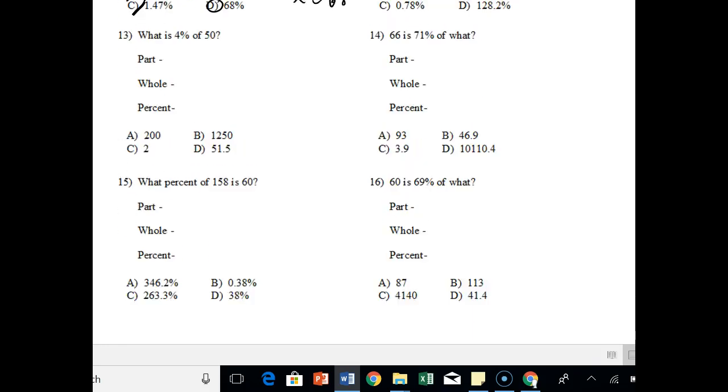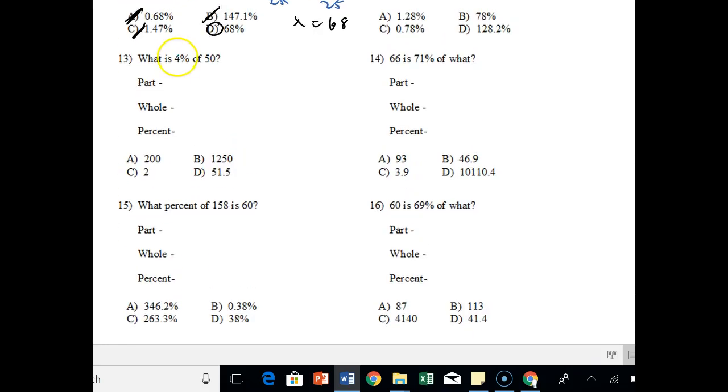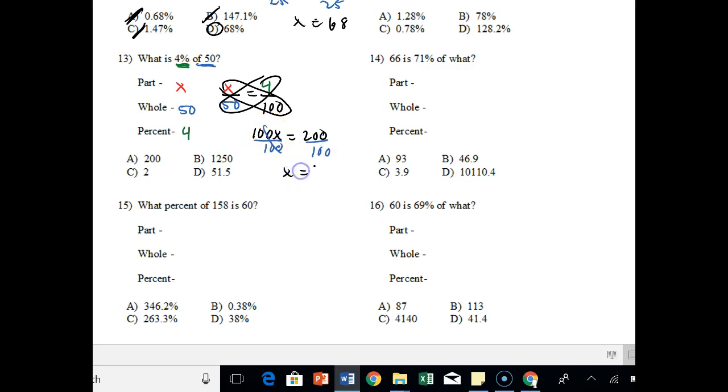Number 13, it says, what is 4% of 50? So look, our old friend popped back up, the percent sign, so that's 4%. Of 50, that's the whole, and the part is something that we don't know. So we have x over 50 equals 4 over 100. So let's do our cross multiplication. We get 100x equals 50 times 4, that's 200. So let's divide by 100, and our answer is x is equal to 2, right?